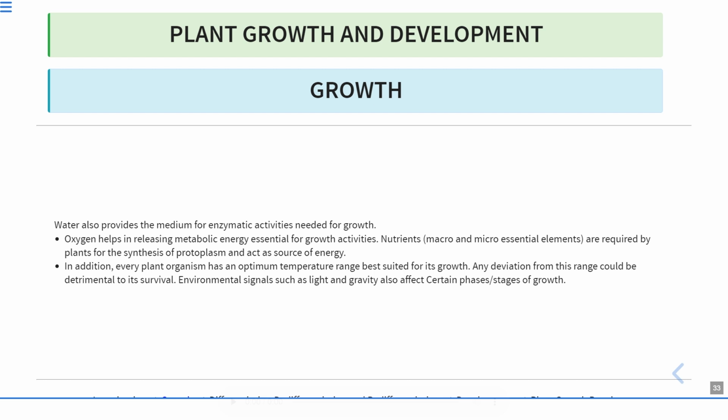In the next session we will see the hormonal activity that we see in the case of plant growth and development.